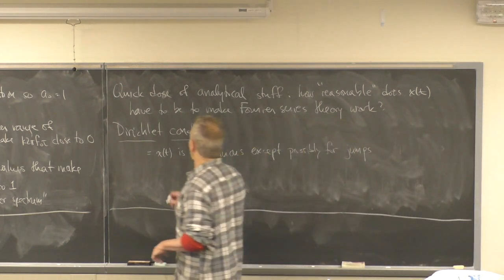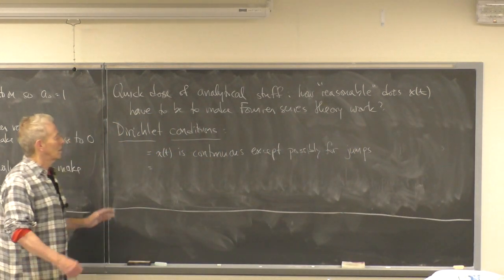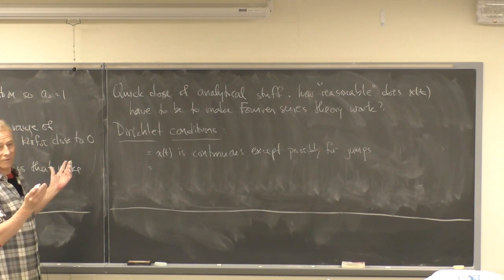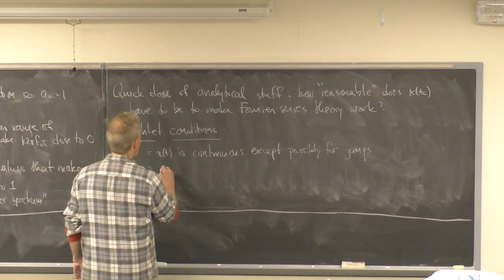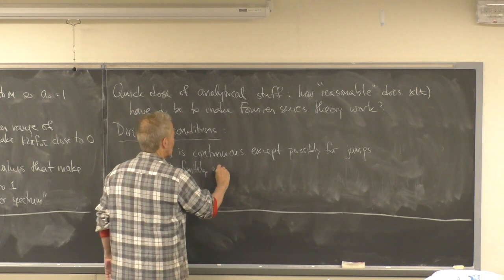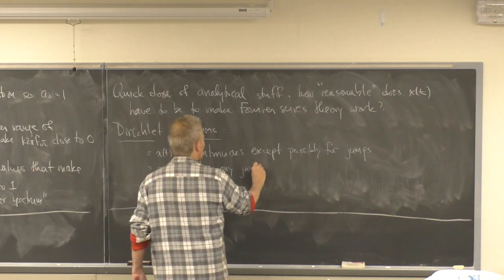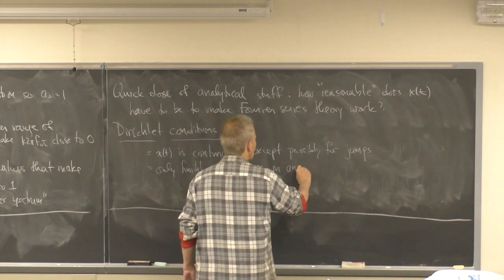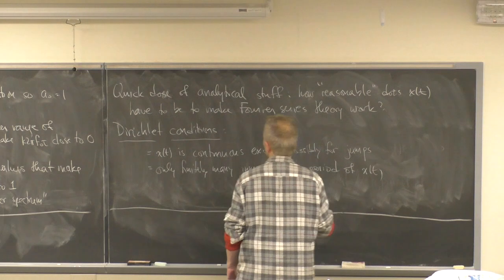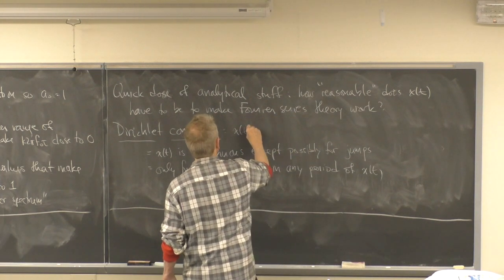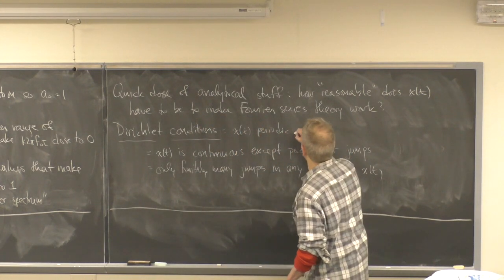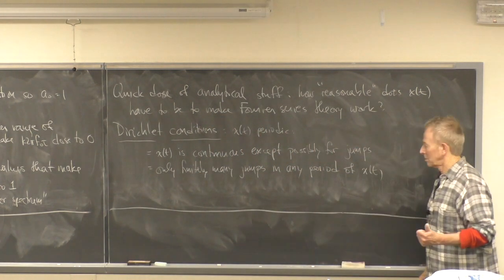Second of all, any bounded interval has only finitely many jumps. And another way of stating that for a periodic signal is there's only finitely many jumps in any period of x of t. And these conditions, by the way, apply to x of t periodic. That's another condition that has to hold.